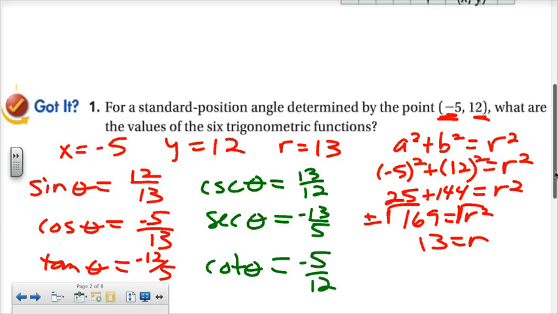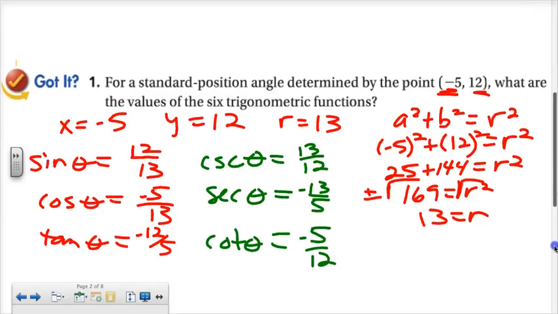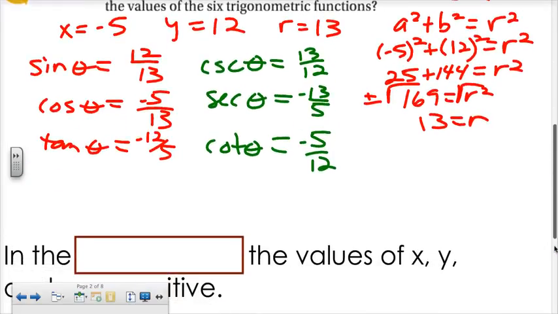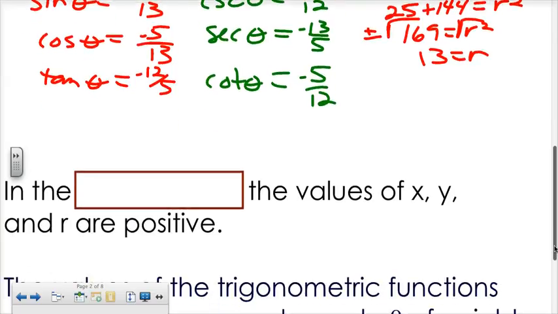And there they are. So you determine your x, your y, your r, and then you can just use the formulas, or you can use the picture and think about your SOHCAHTOA as you go through there. But when we're given coordinates, we really would like to just use those coordinate patterns that we have. The y over r, the x over r, and the y over x.